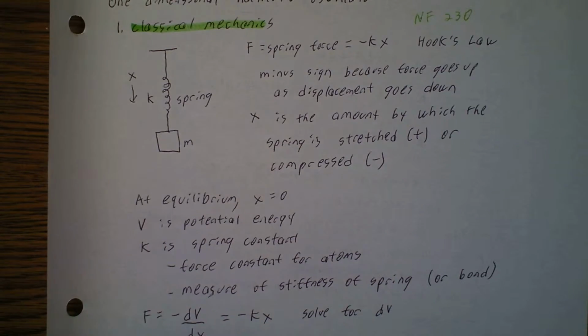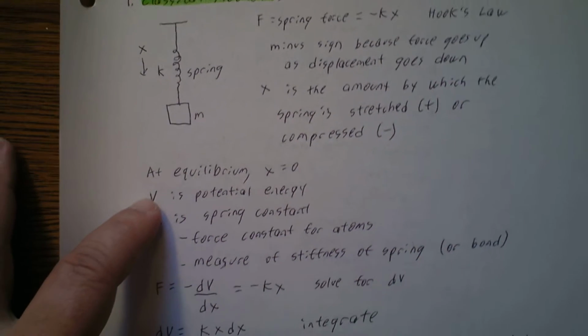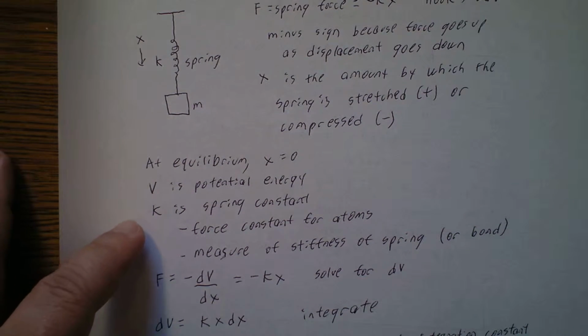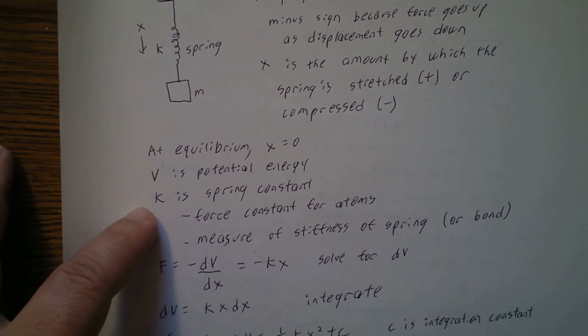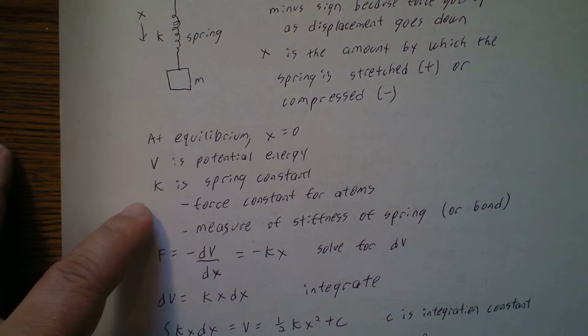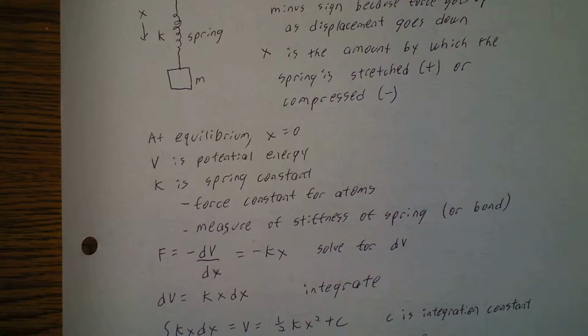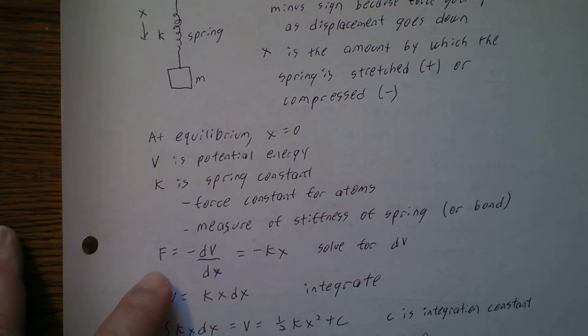At equilibrium, we'll say our X position is equal to 0. And of course we're using capital V for potential energy. And then K is the spring constant. So this is like a force constant for atoms. It measures the stiffness of the spring, or bond in the case of the force constant for atoms.